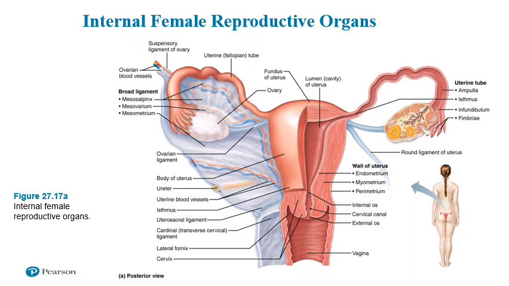The tube system, though, is made up of the uterine tubes, the uterus, and the vagina. The uterine tubes are also known as the fallopian tubes or oviducts. They receive the ovulated oocyte and are usually the site of fertilization.